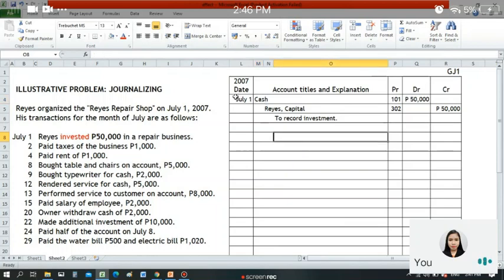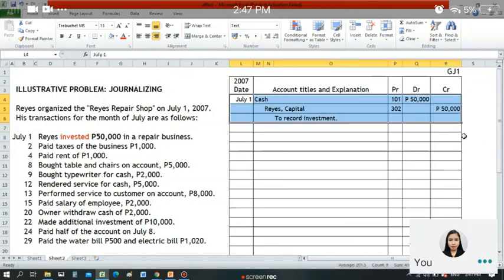So this is an example of a journal entry. Yun ang discussion natin. This is a complete entry in the journal. So journal entry. Let's have a date, debit, credit, explanation, account number for the post reference, and then the debit amount and credit amount.